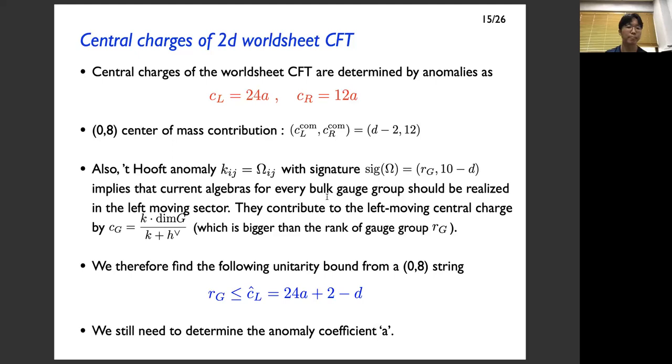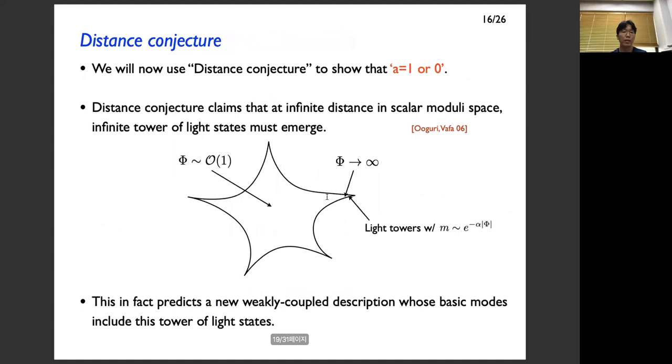You're welcome. Any other question? So to get the precise rank bound, we need to determine the coefficient A. Now I will show you that A is fully determined by using the distance conjecture in the Swampland program. A is actually 1 or 0.